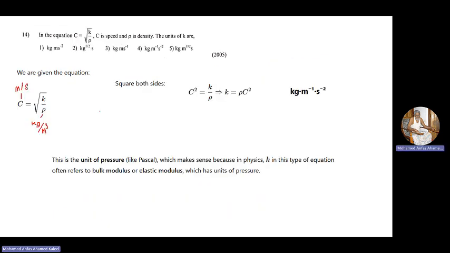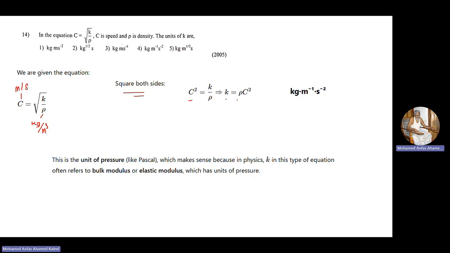C is equal to root of k over rho, where c is the speed and rho is the density. The requirement is the units of k. This question is from 2005. So we square both sides. Then c squared is equal to k over rho.